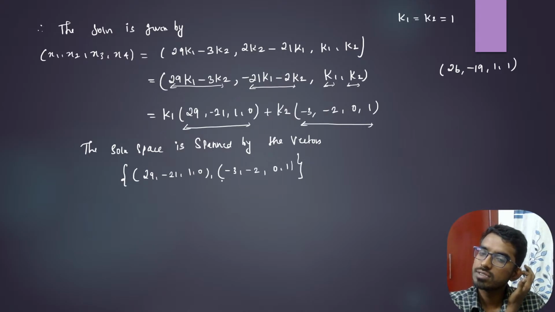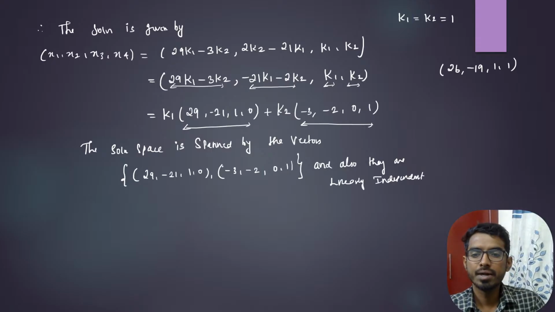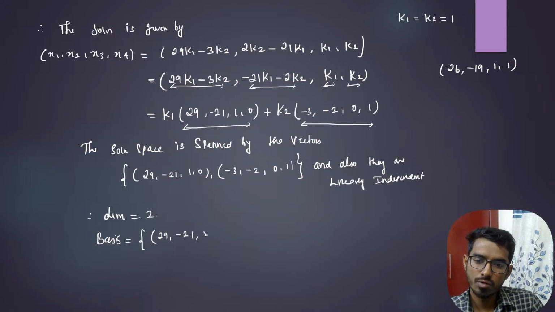So how many vectors are here? There are two vectors, and they are also linearly independent. So the solution space is spanned by these vectors. Therefore, the dimension is equal to 2, and the basis is given by these two vectors. These two vectors alone will span the solution space: (29, -21, 1, 0) and (-3, -2, 0, 1).